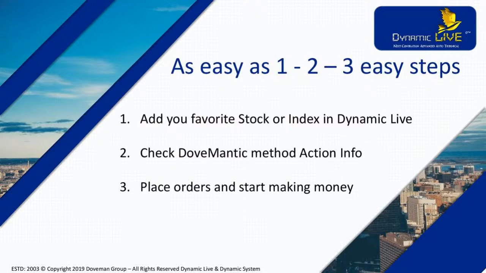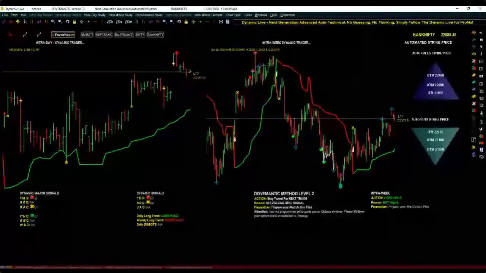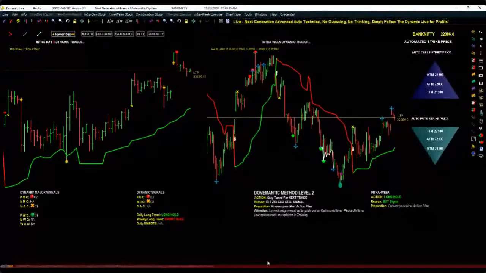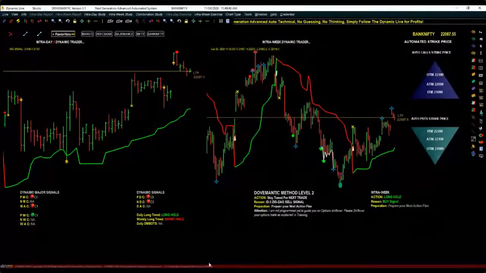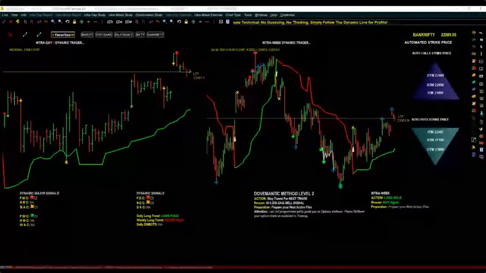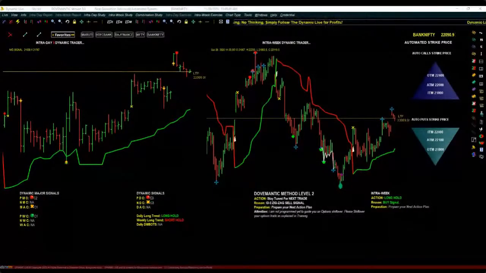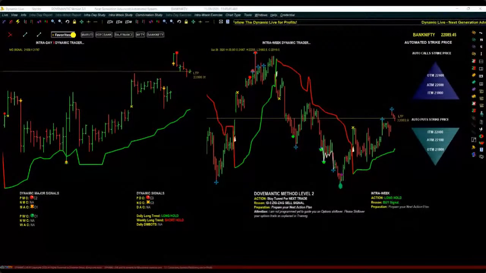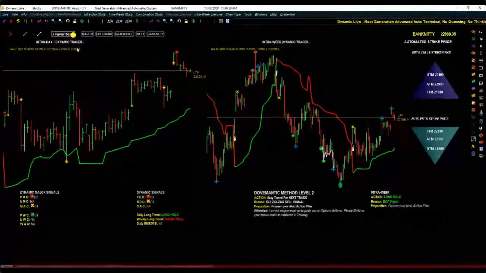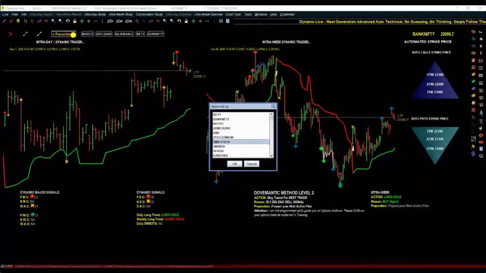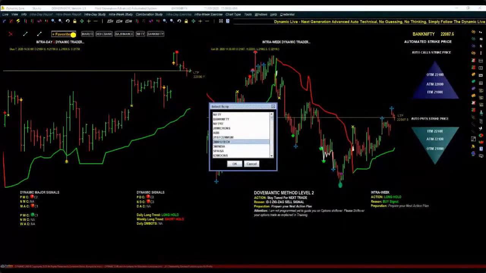So today let's have a look at this Dynamic Live in the real-time market to understand how you can benefit from it. And for us to check this, I request any of you to suggest your favorite stock or index so that we can see what this Dynamic Live is telling us to do. So in this, if you want to add any of your favorite stock or index, all that you have to do is just click on this favorites. Once you click on this favorites, a drop down will appear like this, and in this drop down you can select any of your favorite stocks. So let us check, let's say we check Zee Entertainment Limited, Z.